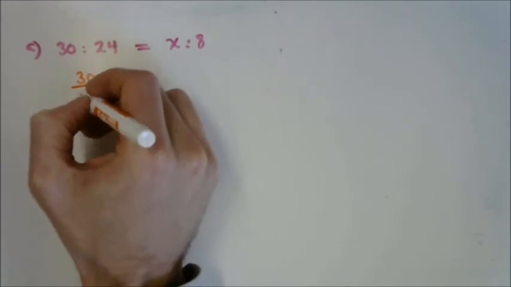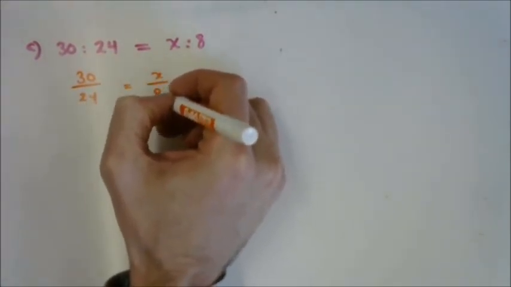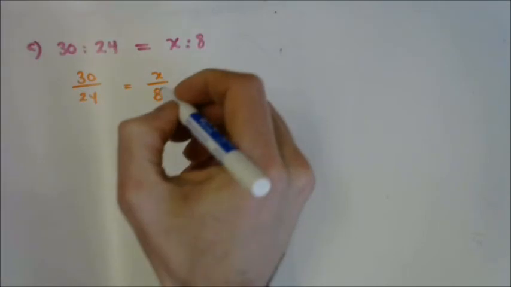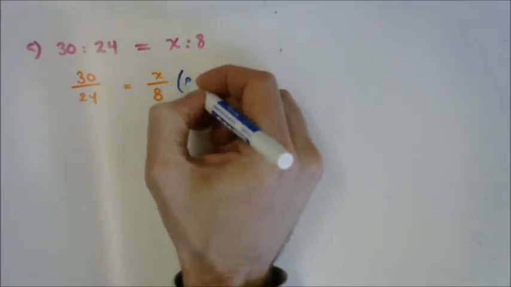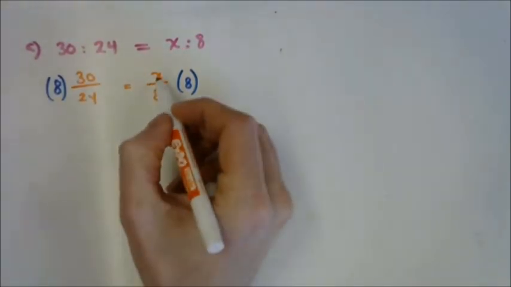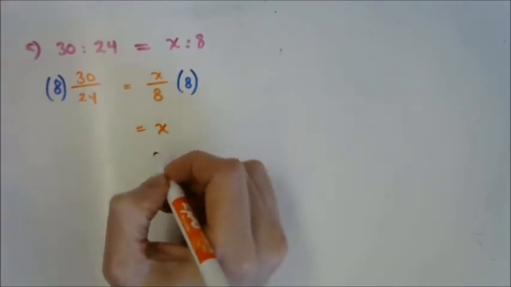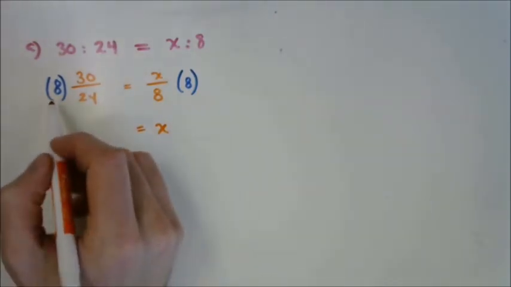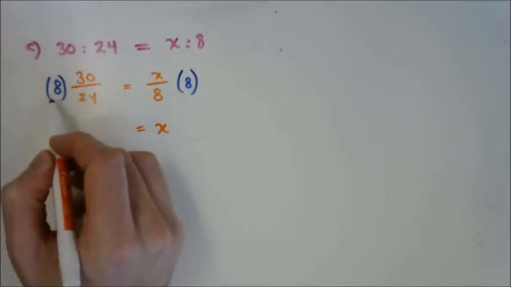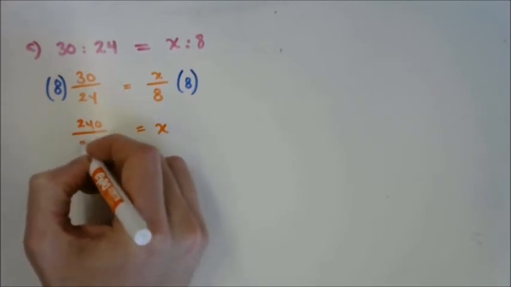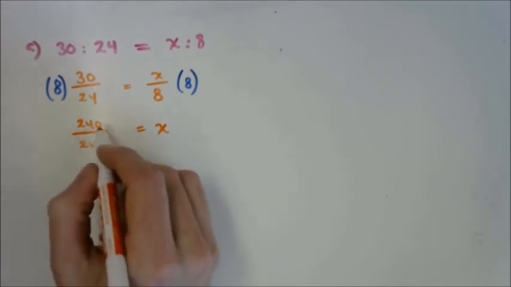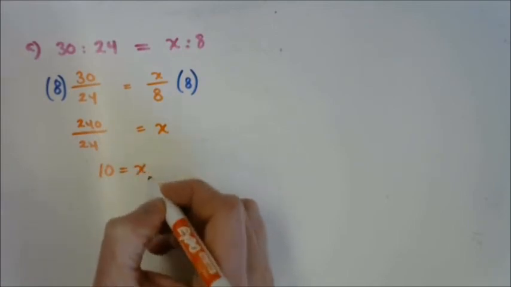So on this side we have 30 over 24. On this side we have x over 8. Now because x is in the numerator, this strategy is really easy to use. Basically all I need to do, x is being divided by 8, I'm going to undo that by multiplying by 8. If I do it to one side, I have to do it to the other side. So on the right side, we're just going to have x. And then on the left side, we have 30 times 8 divided by 24. Well, 30 times 8 is 240, and that's going to remain over 24. And then hopefully you can see that 240 divided by 24 is going to leave you with 10. So x equals 10.